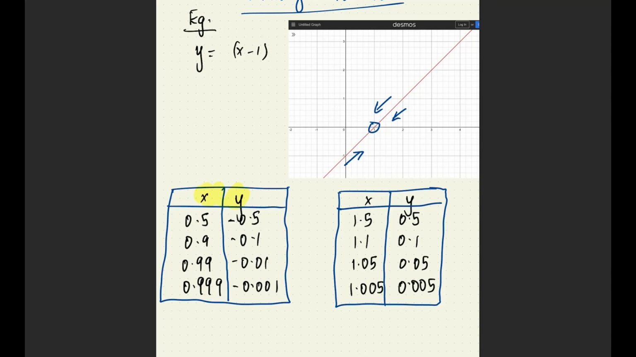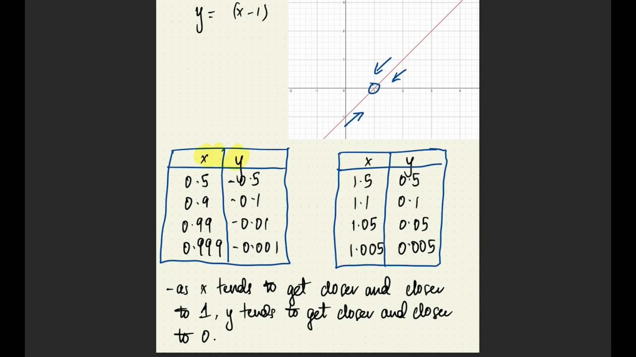when x is 1.5, y is going to be 0.5. When x is very close to 1, which is 1.1, y is going to be 0.1. When x is 1.005, which is almost very close to 1, y is 0.005. So using this table of values and also looking at the graph, we can say that as x is getting closer and closer to 1, whether it's from the left hand side or the right hand side, the y value is getting closer and closer to 0. We can say that, right?